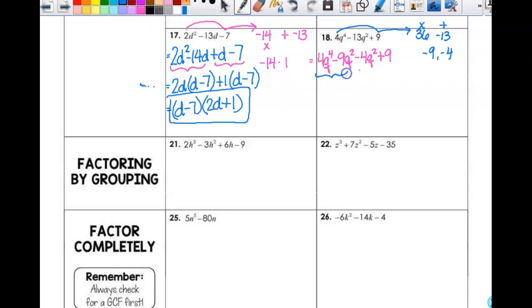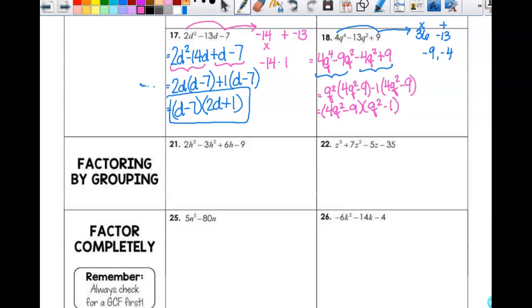And then I'm going to group these two and these two. And had I put in the negative 4 first, that's fine too. Out of these two terms, the most I can factor out is a q squared. That leaves me with 4q squared minus 9. Then, out of these two, the best I can factor out is a negative 1, and that leaves me with 4q squared minus 9. Then, that'll give me 4q squared minus 9 times q squared minus 1.